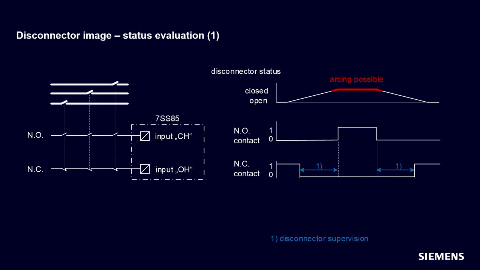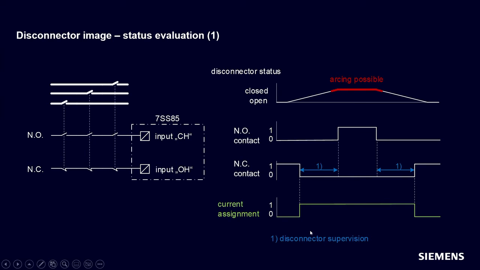The running time of closing and opening can be supervised by measuring the time where both signals are 0. That means the normally closed contact is already closed, but the normally open contact is not yet open. For the running time, a maximum time span can be defined in the settings. If this time span is exceeded and something is wrong with the disconnector, you can decide by setting if this should block the protection or if it should just be reported.